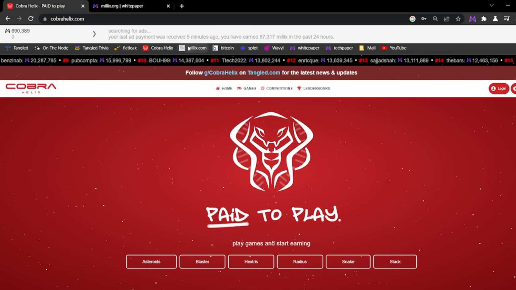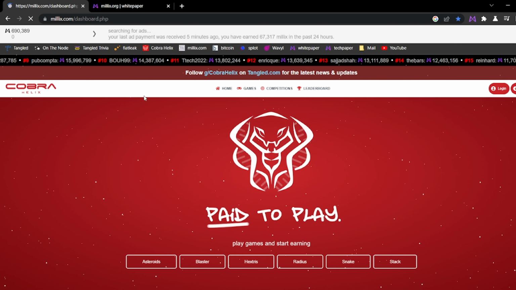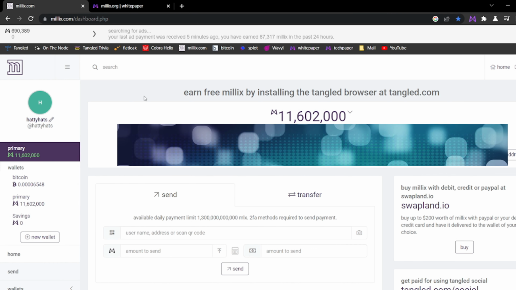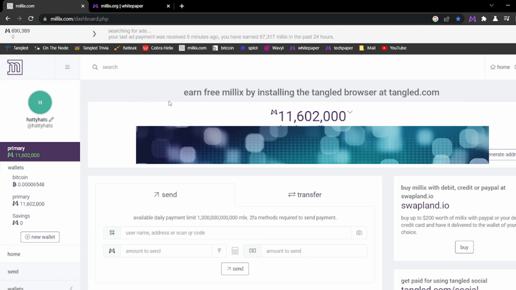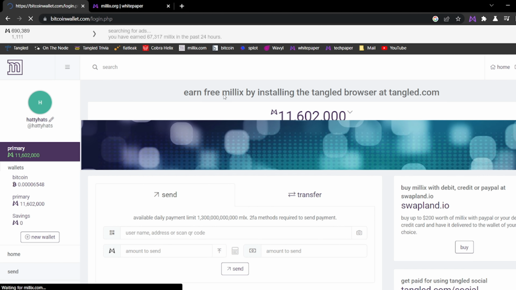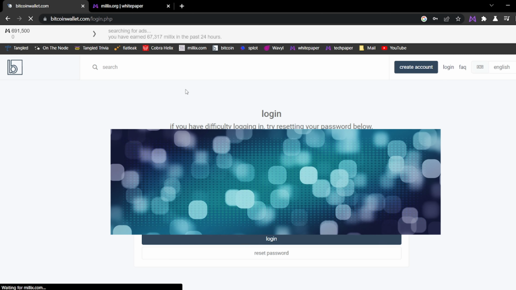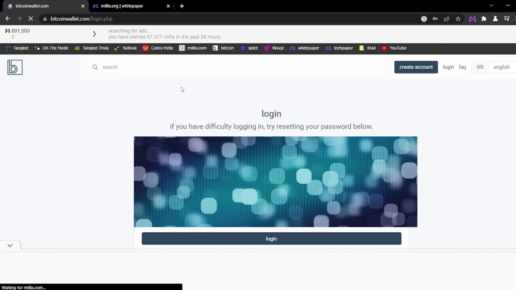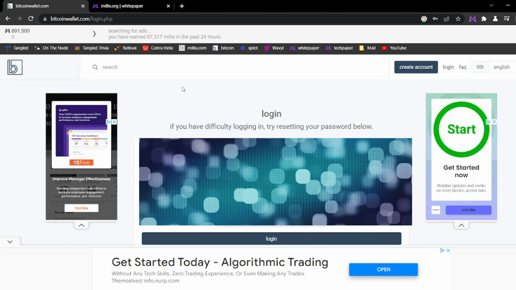There's also Millix.com. Millix.com, you can make this your Millix wallet. This is where you can save your Millix that you don't want to have on the actual Tangled.com social platform. And then there's BitcoinWallet.com. This is where you can transfer your Millix into Bitcoin.